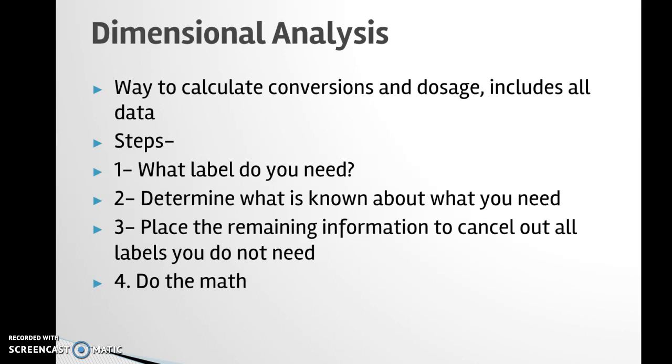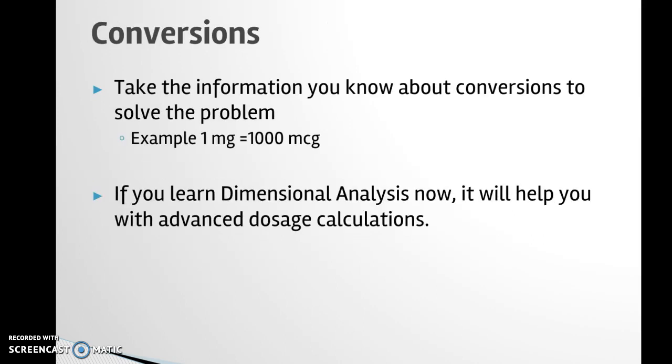And then you're going to need to know what information is there that you know about what you need. If you go back to, I think it's the second podcast where I talked about conversions, these are a lot of the things you're going to have to memorize and just know, and that's what you put into your dimensional analysis. Number 3, place the remaining information to cancel out all your labels. The goal of dimensional analysis is to get rid of all of the labels except for what you need. That'll make more sense when I show you the problem. And last is do the math. So if you remember these 4 steps, you'll be able to set up your dimensional analysis without any problems.